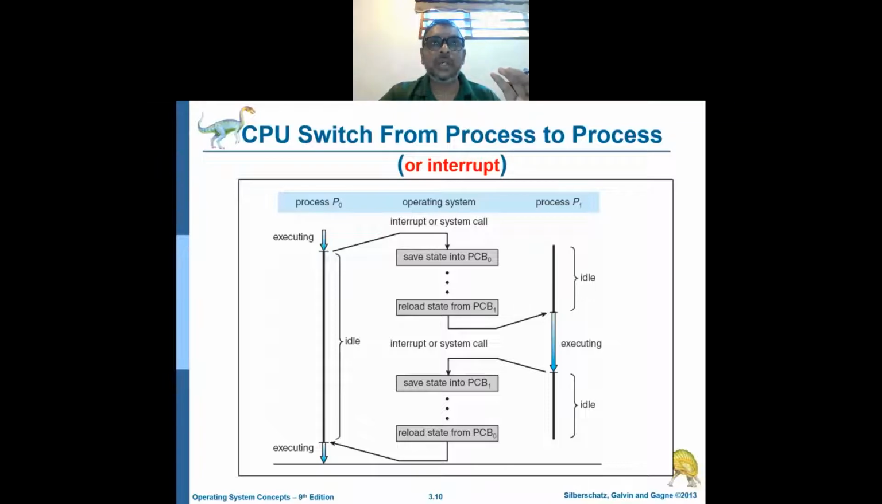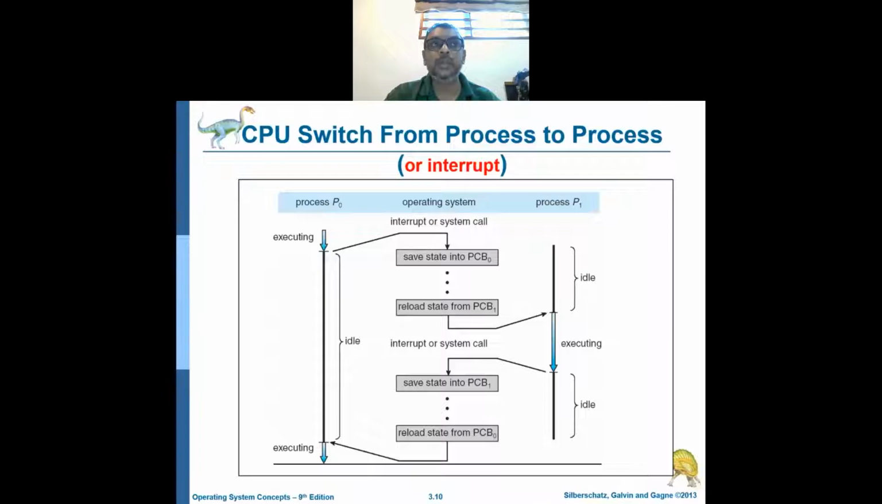So what does the operating system do? Let's say you are running a Microsoft Word document. The Word document has its own PCB. When you switch into PowerPoint, which has a different PCB, the operating system saves the current PCB, saves the current state, and reloads the PowerPoint PCB. Once it's finished, it will reload the Microsoft Word PCB. So where are all these PCBs kept?